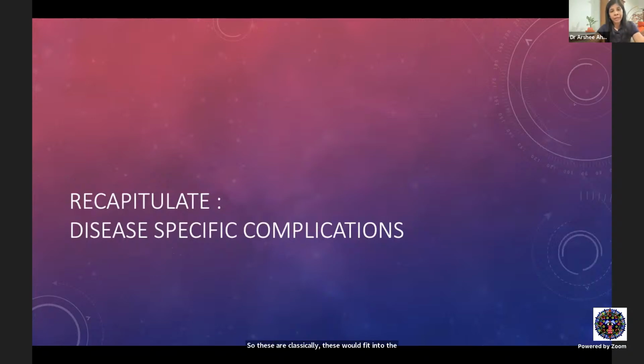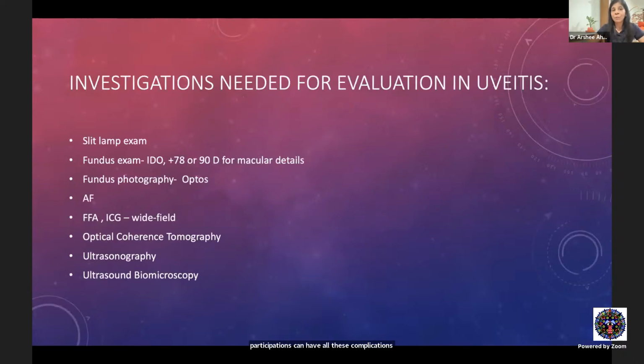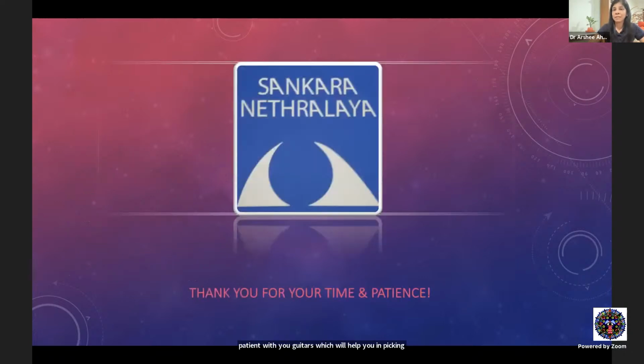So just to now recapitulate before I end. So these are the various complications, and just as a takeaway message, I have just tried to put it based on the classification. Of course, pan-uveitis patients can have all these complications. And just a small slide for you to keep in mind all the investigations which you need while evaluating a patient with uveitis, which will help you in picking up these complications and for prognostic purposes.